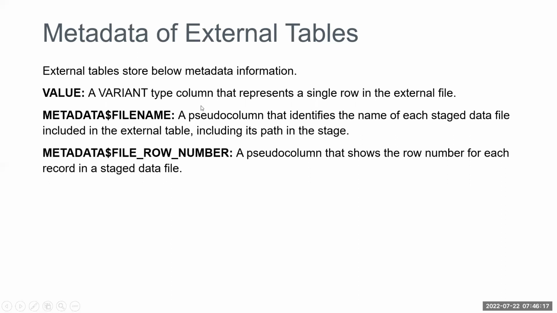Suppose there are 100 records in my file. When I create an external table over that file, there will be 100 rows. Every row will be stored in this one field only, instead of 10 fields. Suppose I have 10 fields in the table, all the 10 fields will be stored in this variant type only. We'll see this, don't get confused now. We'll see how the entire row will be stored in the variant type.